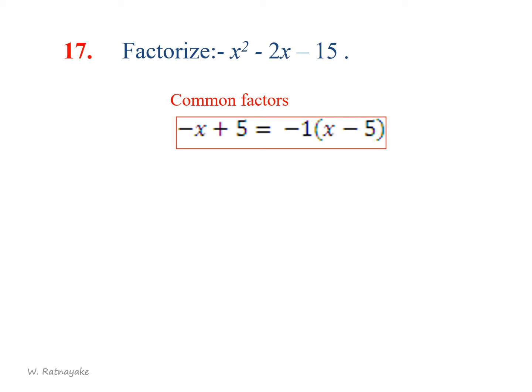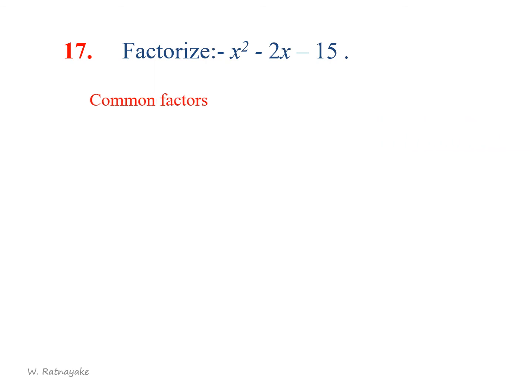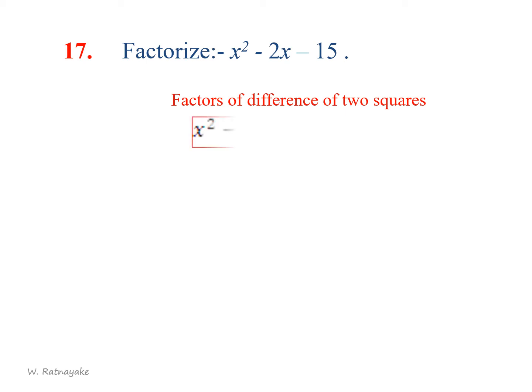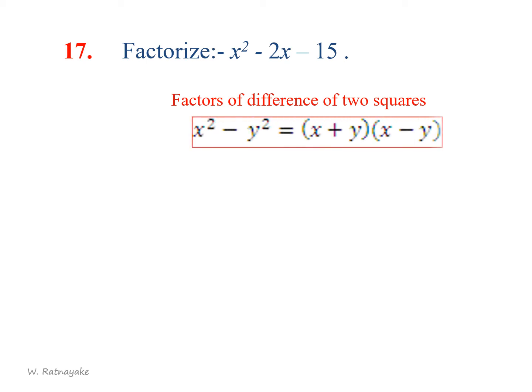We will see some examples for difference of two squares. If two squares are there as a difference, the factors are the sum of the two basic terms and the difference of the two basic terms, multiplied together. So x squared minus y squared equals x plus y times x minus y.